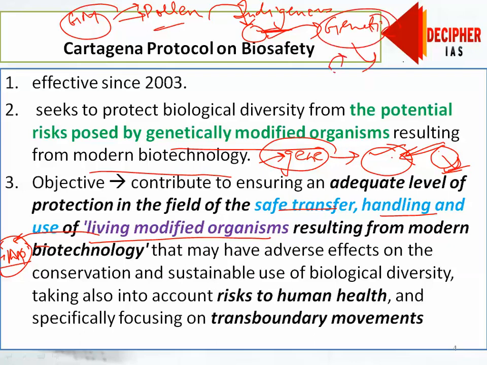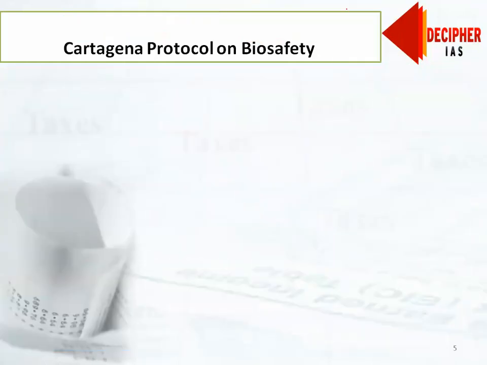So if it infiltrates over and over, we can say that the indigenous breed will end, or the genes of indigenous breed which might be useful for disease prevention might get lost due to this hybridization with the GM corn. So for avoiding this, we have this biosafety protocol. So it takes into account the risk to human health as well as focuses on transboundary movements, that is illegal transboundary movements should be prevented.